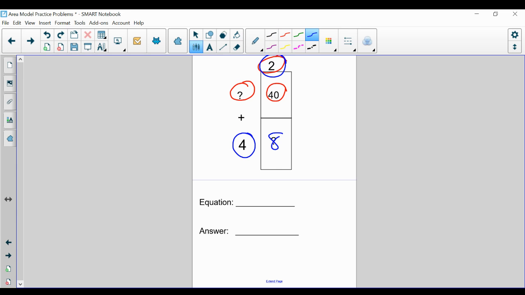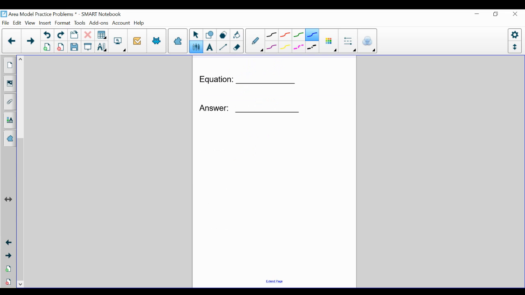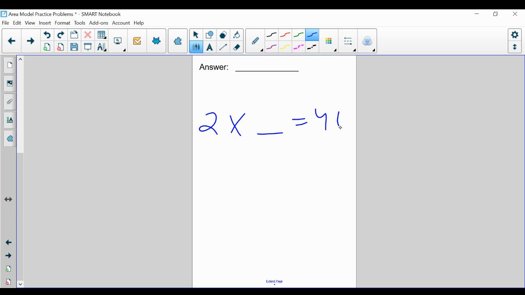So that's 8. Okay? And then for this top one here, 2 times what equals 40? Maybe some of you already know right away. Maybe some of you would need to think about it for a second. Well, let's think. 2 times something equals 40. Well, let's take away our 0 for a second at the end here. 2 times 2 is 4. 2 times 20 would equal 40, right?